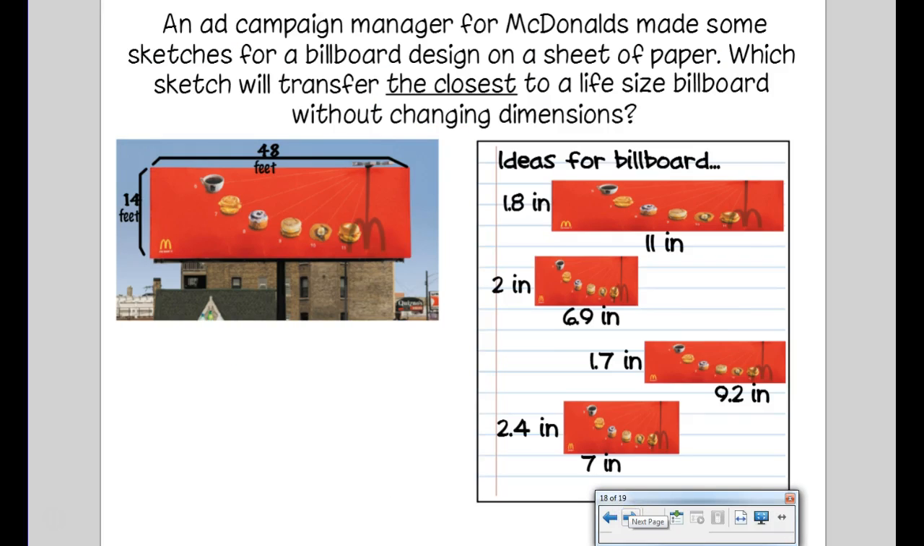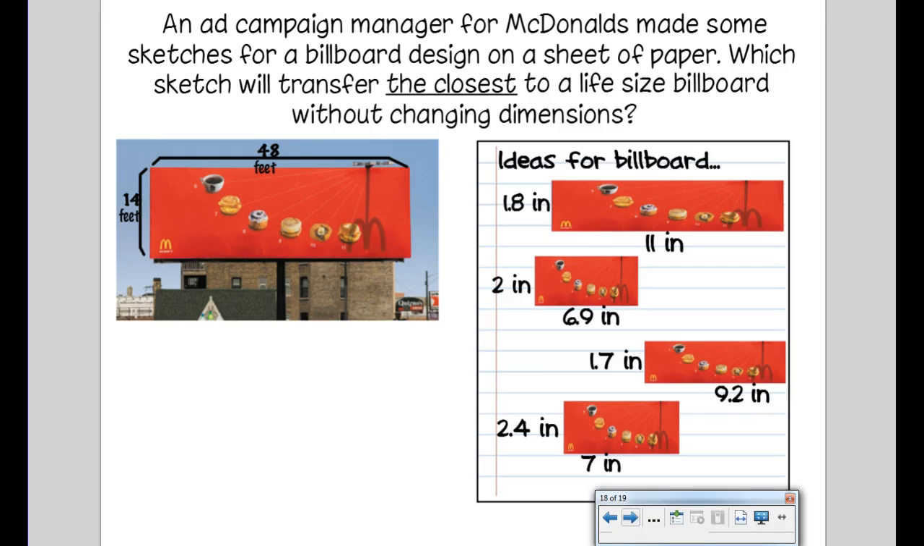All right, last one. Ooh, this was kind of on your quiz today. Last one, and then practice tomorrow. An ad campaign manager for McDonald's made some sketches for a billboard design on a sheet of paper. Which sketch will transfer the closest to a life-size billboard without changing the dimensions? Do you get what's happening here?